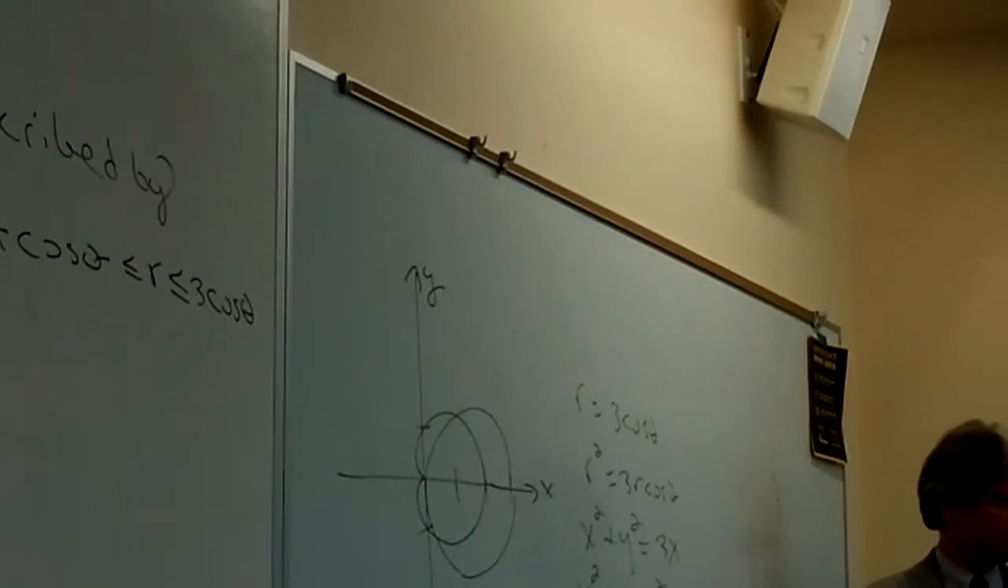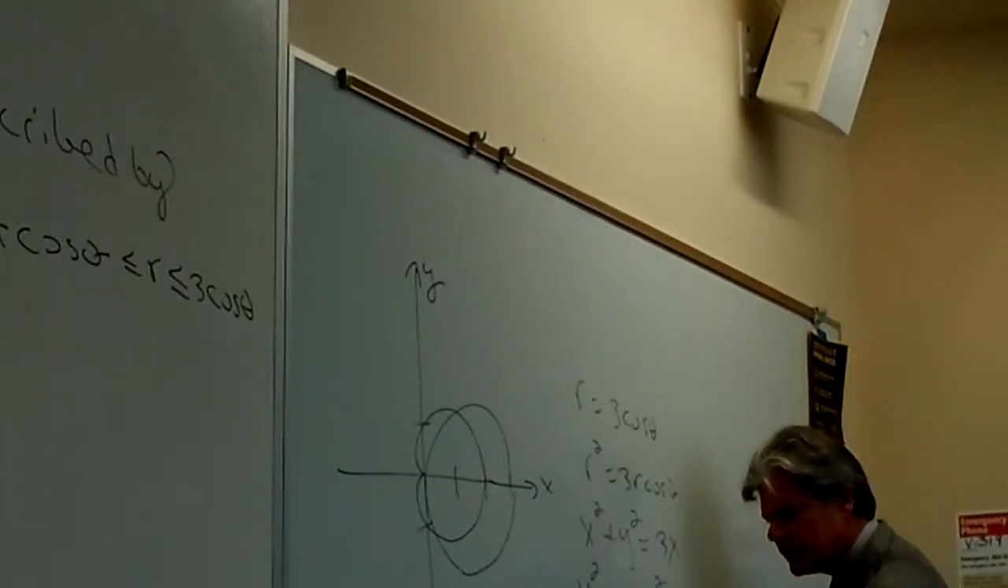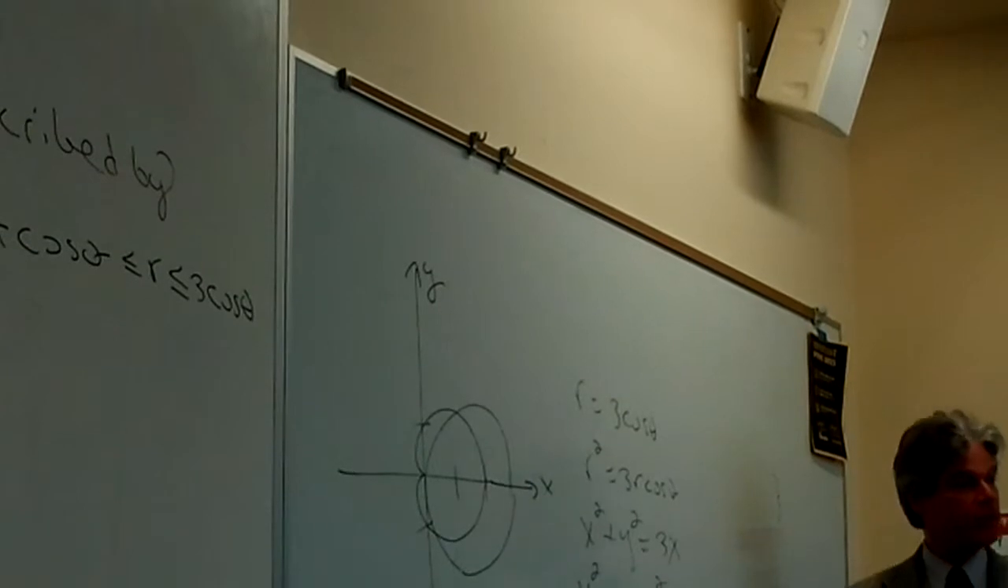Circle has radius 3 halves. Center's located at, did I make a mistake? I did, shoot. Center's located at 3 halves, 0. Which is exactly what we did in my picture.